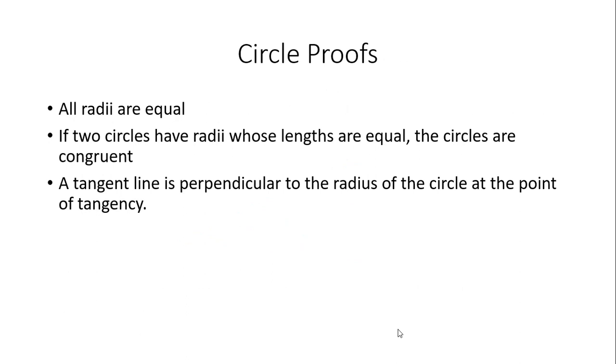Alright, let's talk about some circle proofs. Here are some things that we should know. All radii are equal. If two circles have radii whose lengths are equal, then the circles are congruent. And finally, a tangent line is perpendicular to the radius of the circle at the point of tangency.